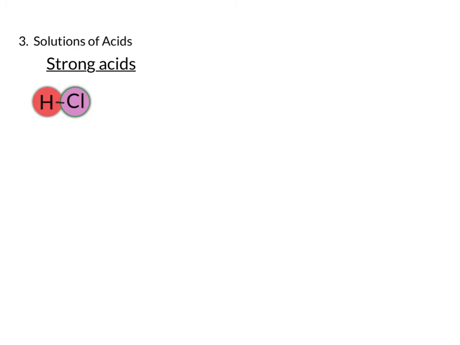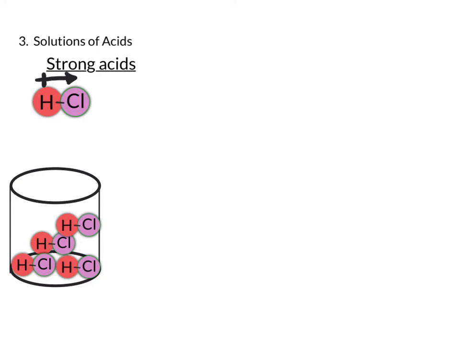Now let's see what happens when an acid dissolves. To start off with, an acid is a covalent compound and it's polar. So what happens when a polar covalent compound dissolves? We use hydrogen chloride as an example of a strong acid, and we'll start by drawing the collection of particles in this beaker. Since strong acids are a type of polar covalent compound, when a strong acid dissolves, it first separates into its separate molecules.